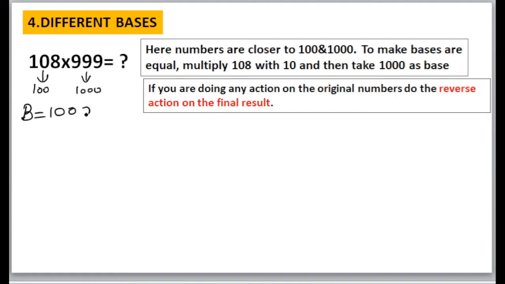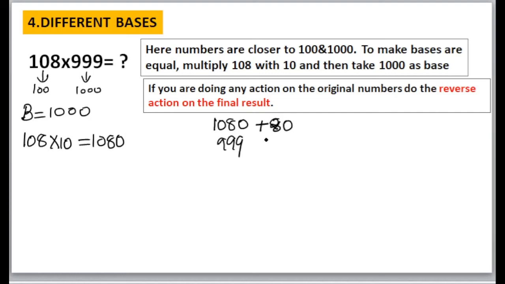So 1000 as the base. But you have to multiply 108 with 10 in order to make it 1080. So our numbers are 1080 and 999. 1080 is 80 greater than 1000 and 999 is 1 less than 1000. Here RHS is 80 into 1, that is minus 80. In RHS you have negative term. 1080 minus 1 is equal to 1079.